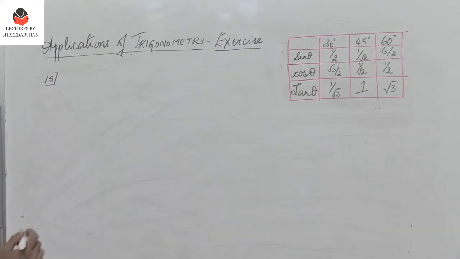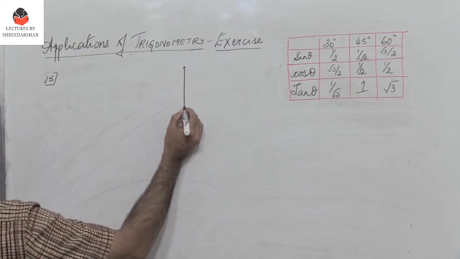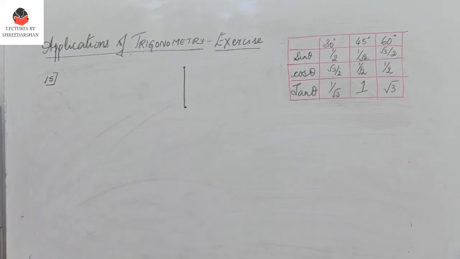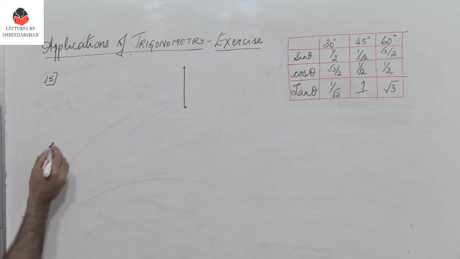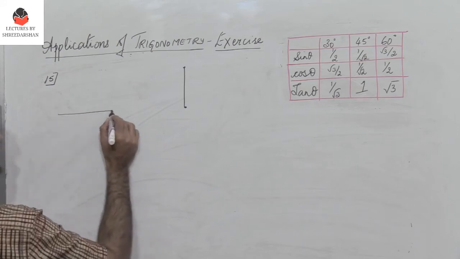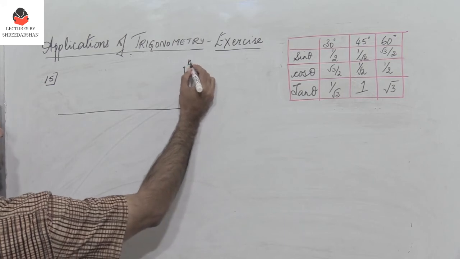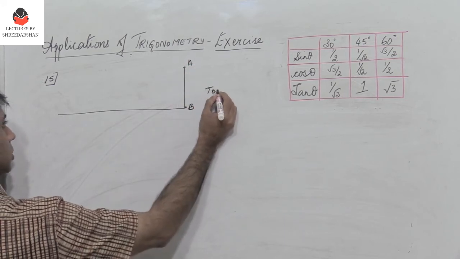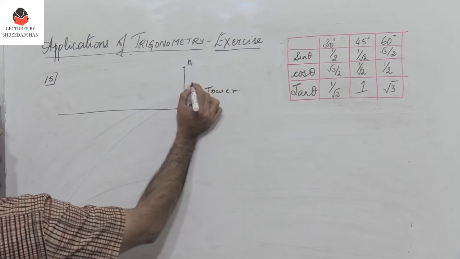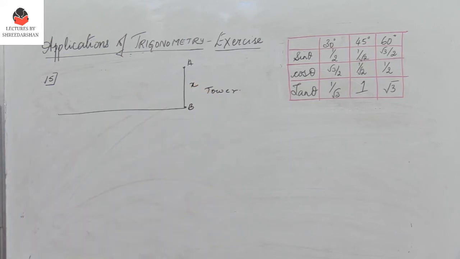So here there is a tower. Now let me read the problem. A straight highway leads to the foot of a tower. So there is a highway which leads to the foot of the tower. So this is the tower AB. So let the height of the tower be x.